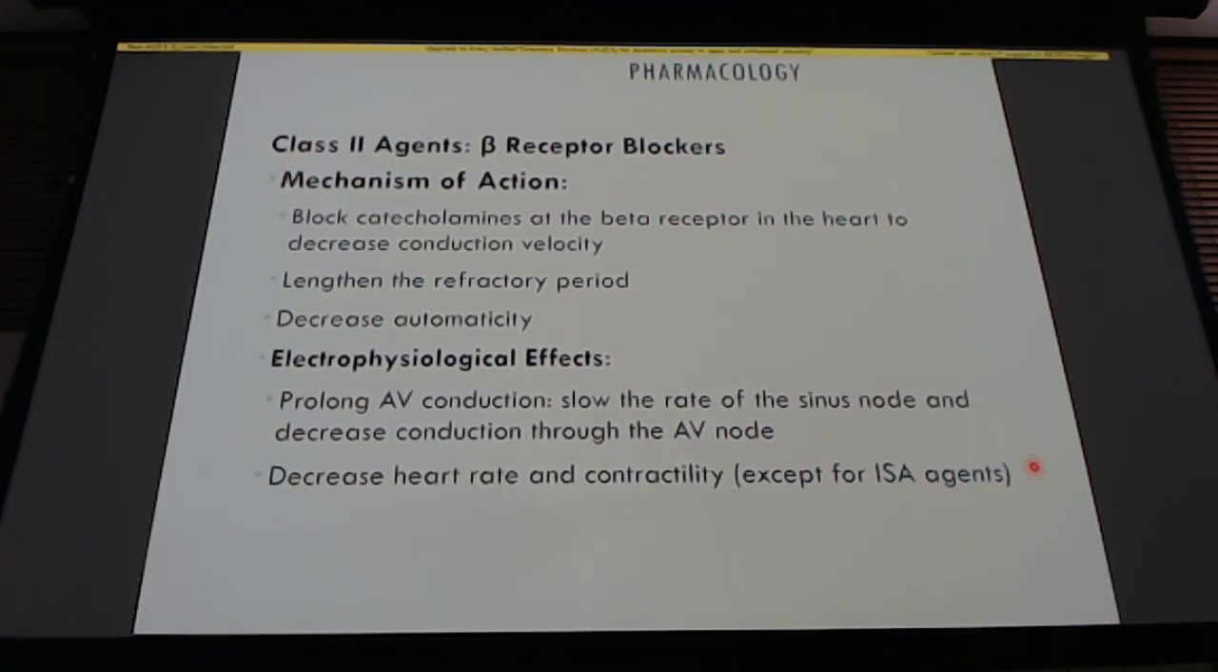Prolonging my AV conduction and decreasing my heart rate and contractility, except for my ISAs. Remember we talked about our ISAs, and they were maintaining that normal heart rate. Those were the patients where we would like to use those if we had somebody who had bradycardia, or we weren't wanting to drop them more. That's what we were using our ISAs for, because those maintain the heart rate. So if we're looking at anything outside of that ISA category, we were going to be decreasing that heart rate and their contractility. So this is our rate control.